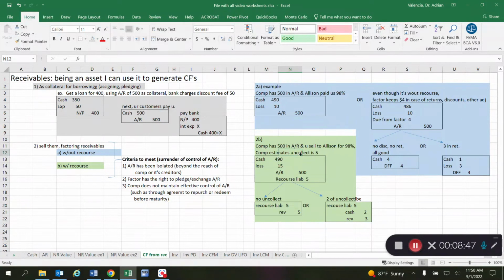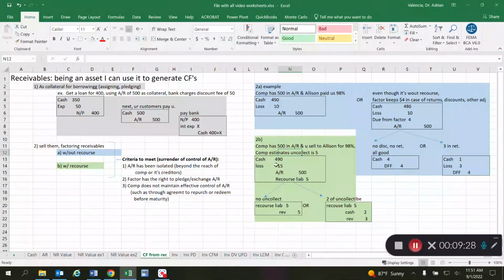Let's compare that to selling the receivables with recourse, okay? Here, same example. The company has $500 in accounts receivable, and the company sells to Allison for 98%. So that's still the same. But the company estimates that $5 of that 500 will be uncollectible. So because of that, we might have to pay the factor up to $5, or if it's more than that, we have to pay the amount, but we think it's going to be $5. If at the end Allison does not collect the full 500, we're on the hook to pay that, because we're selling these receivables with recourse.